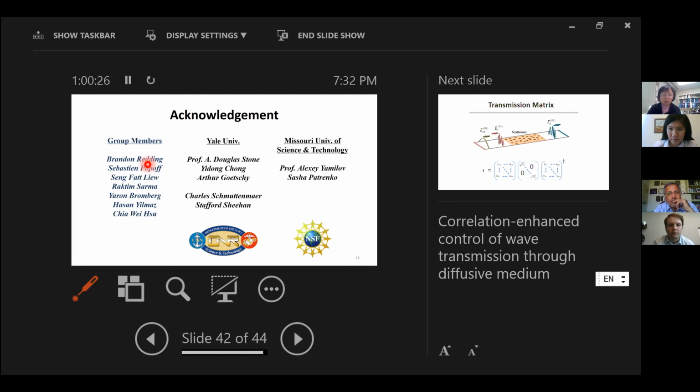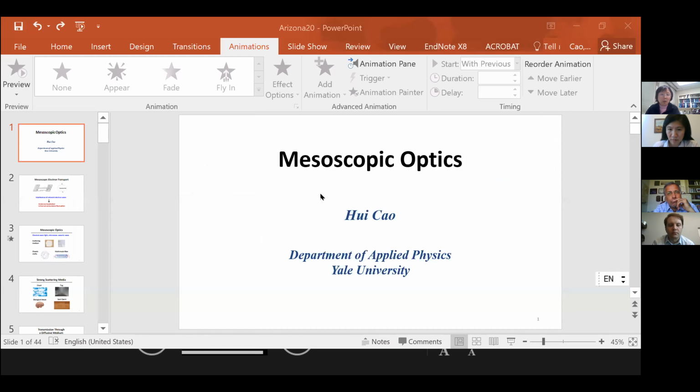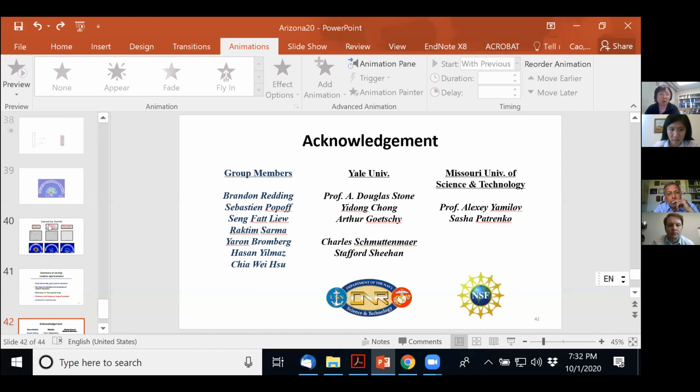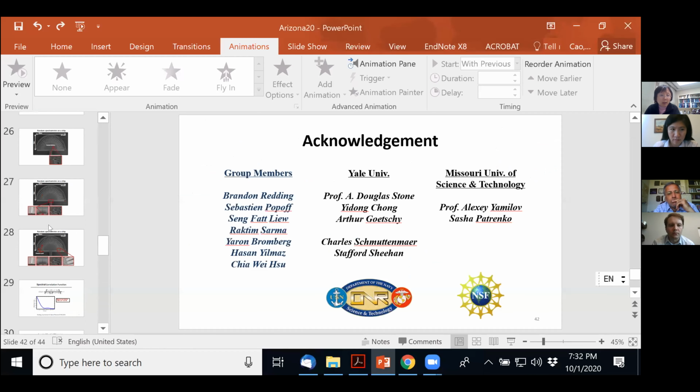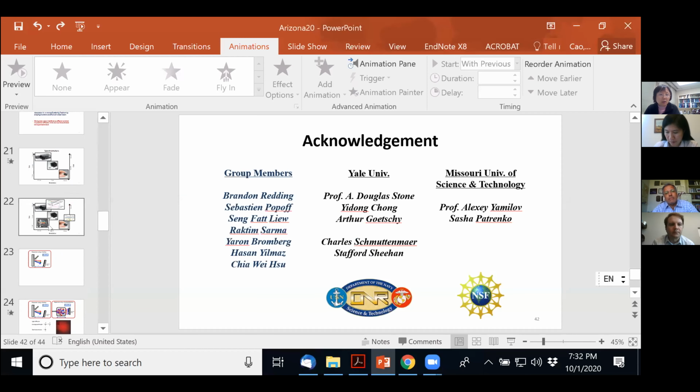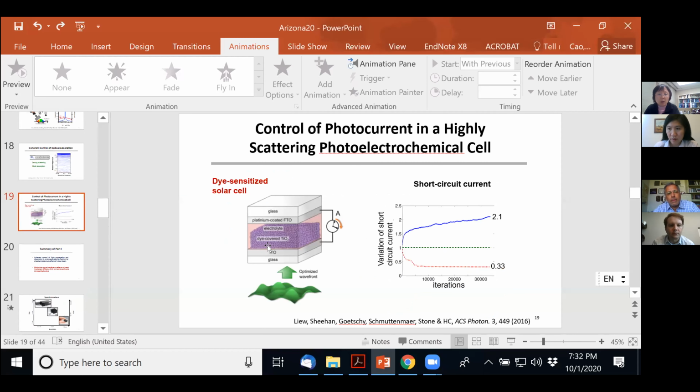There are many nonlinear methods, but for the solar cell work, we're really doing nonlinear optimization, because for this coherent control of absorption, there's no way we can measure the transmission matrix or measure it in any other way. So here we do nonlinear optimization. Can you see my screen? Yep, I can see it. Okay. So here we have to really go to the nonlinear, because we cannot measure the transmission matrix.